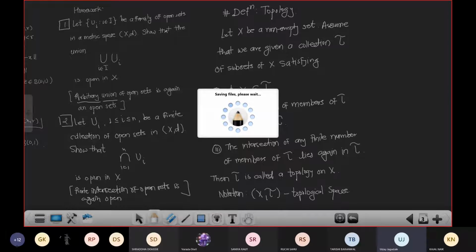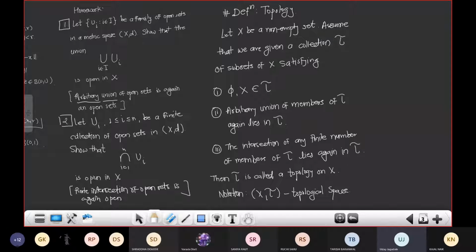Can any person give me an example of a topological space? Look at your homework. Your homework says that if (X, d) is a metric space, then arbitrary union of open sets is again open. And the second homework says that the finite intersection of open sets is again open. If you compare this with the definition of topology, then the second property of the topology corresponds to your first homework. And the third property of a topological space corresponds to your second homework. And we know that both phi and X are open. They are vacuously open.